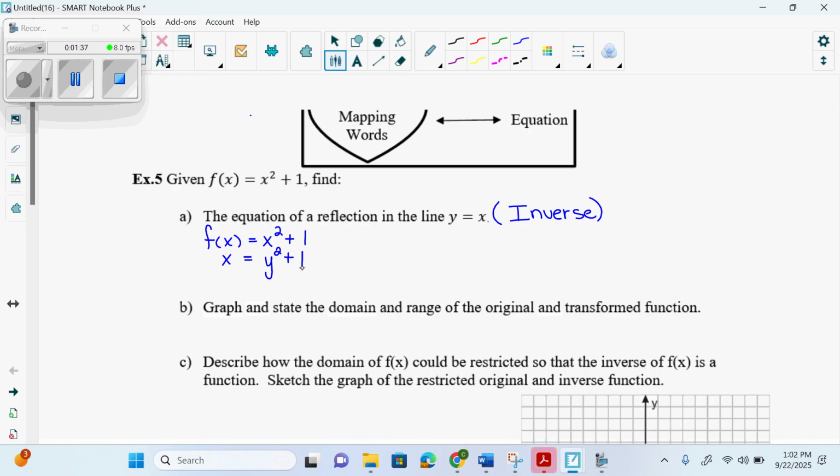But more often than that, most equations are in y equals. So I'm going to have to subtract the 1 first. So I get x minus 1 equals y squared. How do I get rid of the squared? When you physically take the square root to cancel off a squared, plus or minus is what you need.